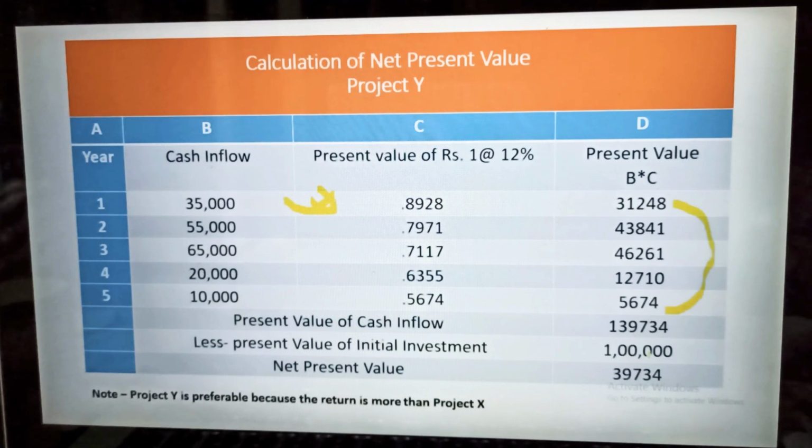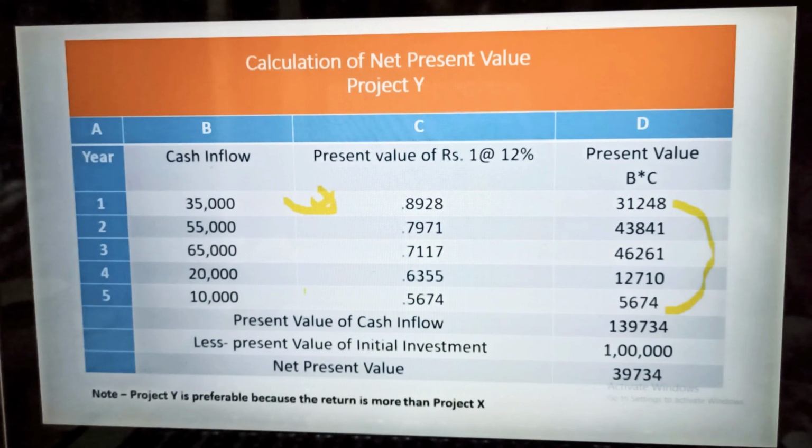So now you can decide easily which project is giving maximum return after considering the time value of money. It is easy to understand here that project Y is giving the maximum amount. So I have written here: note that project Y is preferable because the return is more than project X. So this is the technique through which you can evaluate your project. Okay, this is the net present value technique.